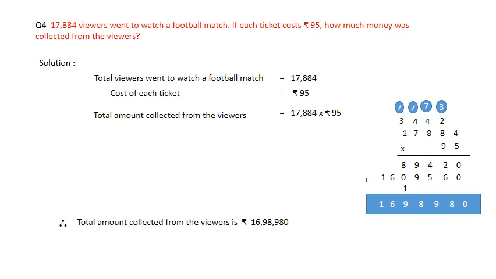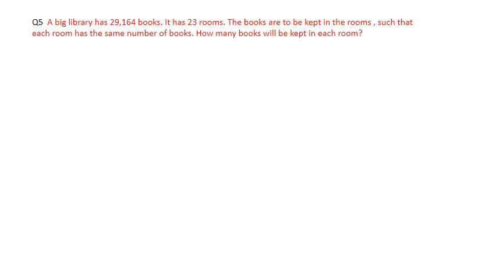Completed? I hope everybody has completed their sum. Let's come to the next question. Now this is our last word problem. Now what is given? A big library has 29,164 books. Means in a library there are this many books.